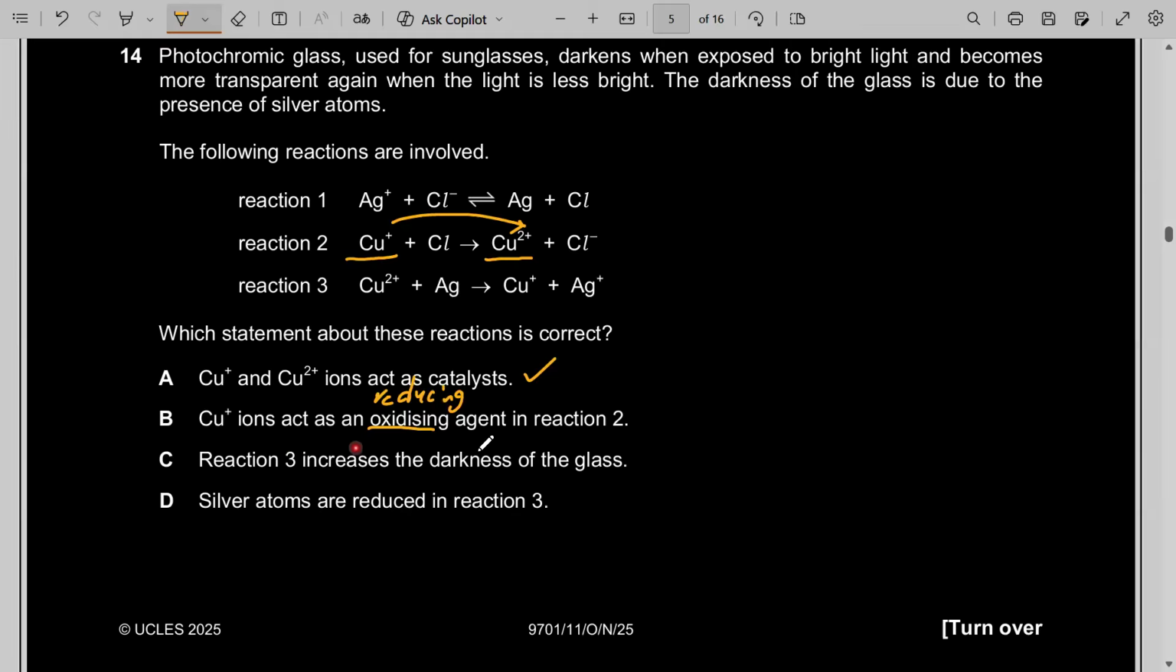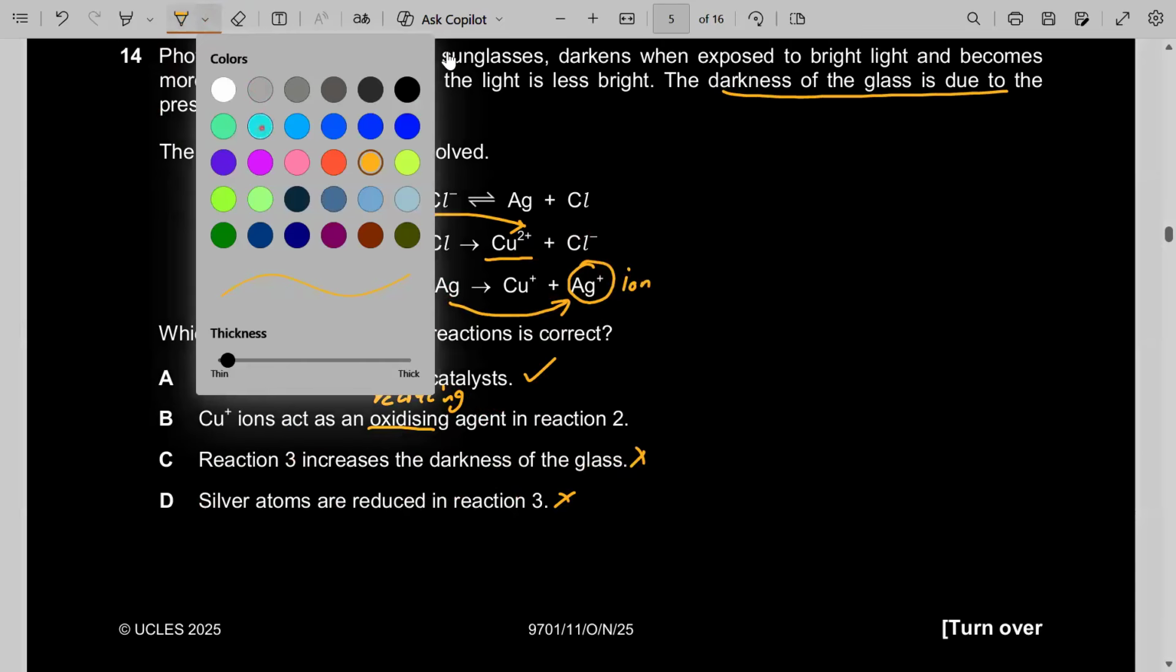C says reaction 3 increases the darkness of the glass, but here it says the darkness of the glass is because of the silver atoms. But in option C, in reaction 3, we see it is forming Ag+ ion, the ionic form of silver. So it does not darken the glass. So that is also incorrect. Statement D says silver atoms are reduced, but silver atoms are not reduced, rather they are oxidized. So that is also incorrect. So that's why the only correct option is option A.